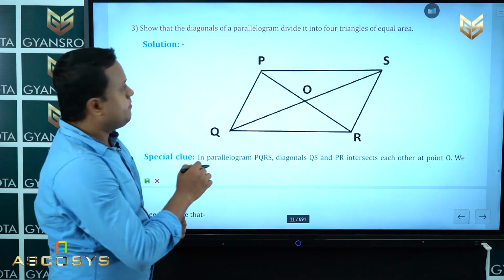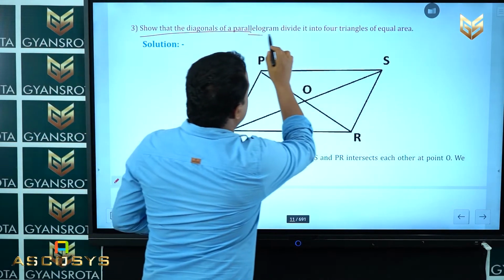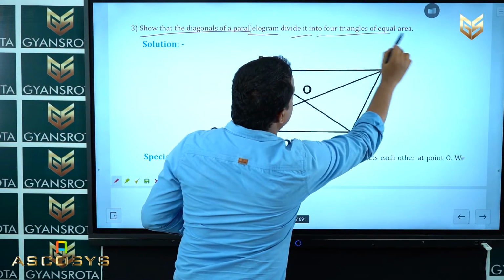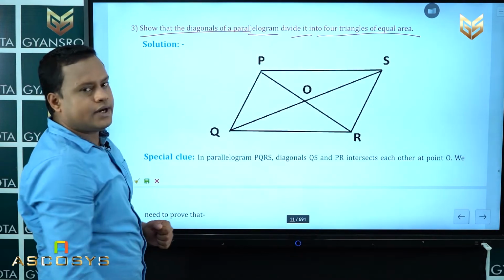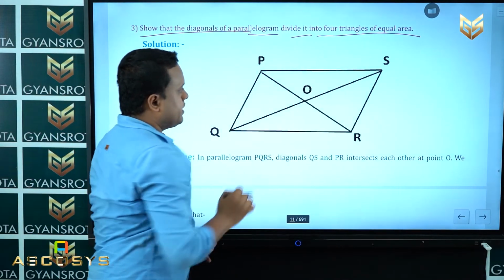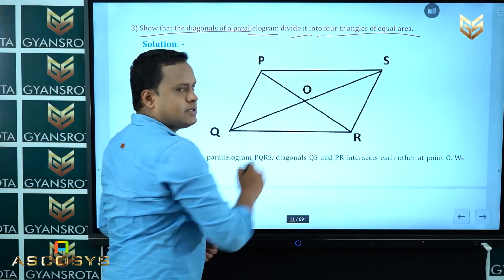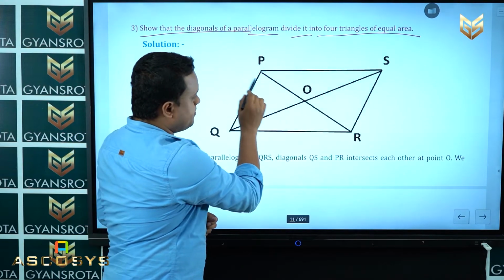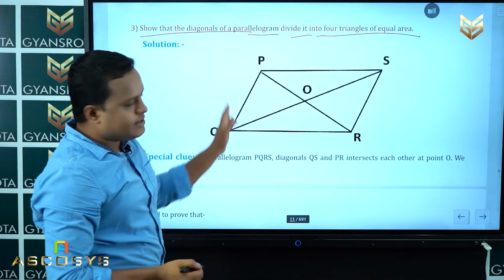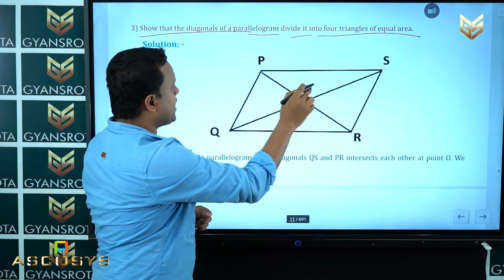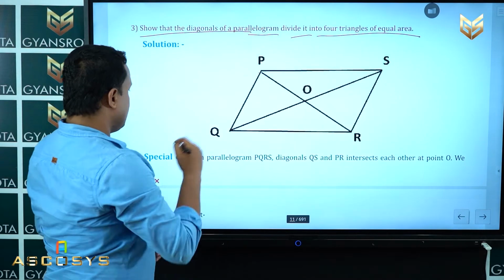Here in this problem, we have to show that the diagonals of a parallelogram divide it into 4 triangles of equal area. So PQRS is a parallelogram with diagonals PR and QS. We have to show that the diagonals PR and QS divide this parallelogram into 4 triangles of equal area. So what do we need to show?